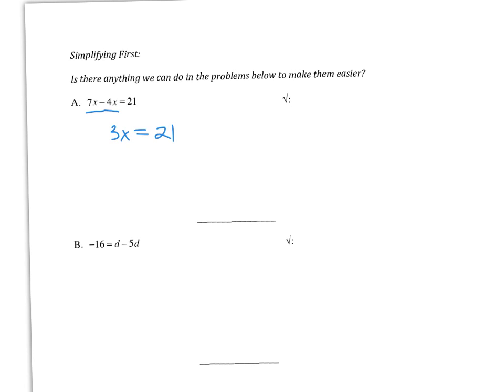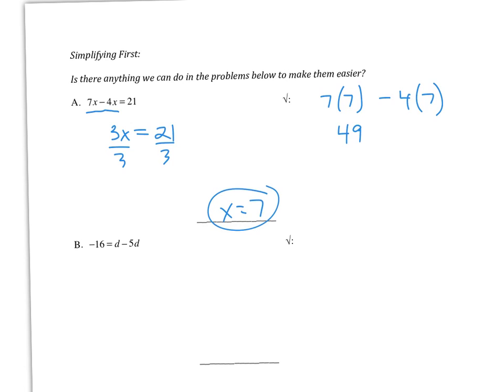So that's step number 1. Since we're supposed to be able to get these done in 2 steps, what is step number 2? Divide by 3. And x should equal 7. So now you just have to show that that works. Does anybody know what 7 times 7 is? 49. Minus 4 times 7. 28. Is 49 minus 28 equal to 21? Yes. Check. It works.